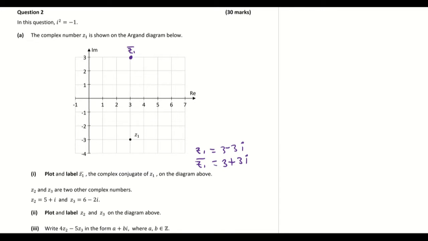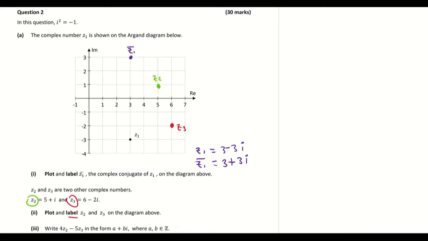Part 2, plot and label Z2 and Z3 on the diagram above. So let's do Z2 first of all. So that's across 5, up 1i, so that's Z2. And then the Z3, which is across the 6 and down to minus 2i, which would be here. So that's Z3. Again, it says here, label them.